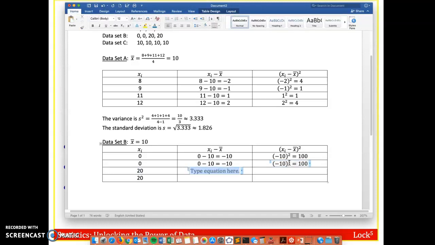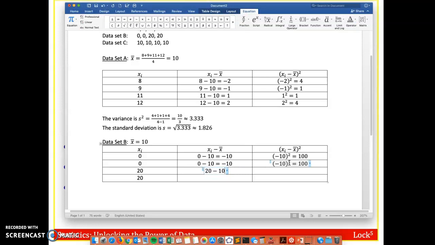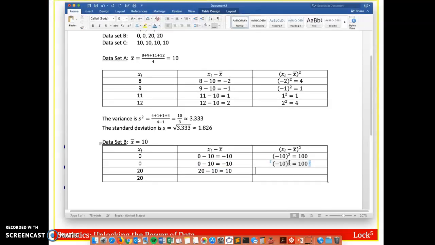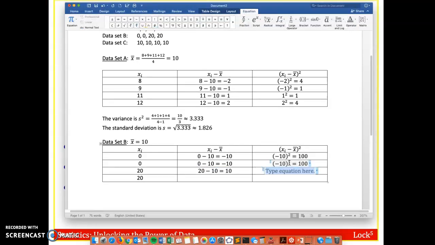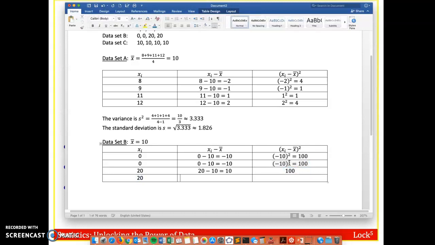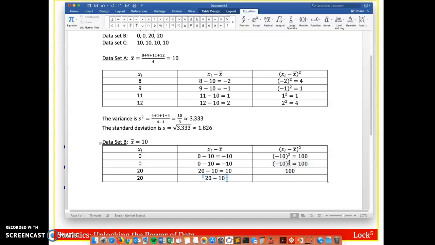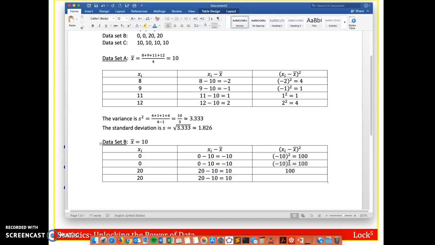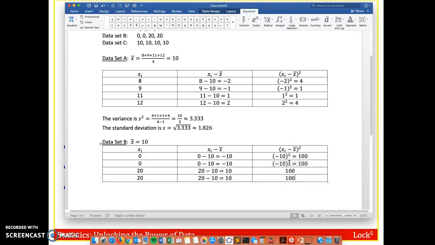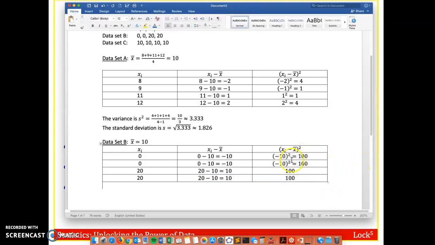I'll do it a little bit faster. But now I got 20 minus 10 here is positive 10. And if we square that, we're going to get 100. And same thing here, 20 minus 10 to get 10. Square that value to get 100. So notice the squares of the distance from the mean of all data points are 100.